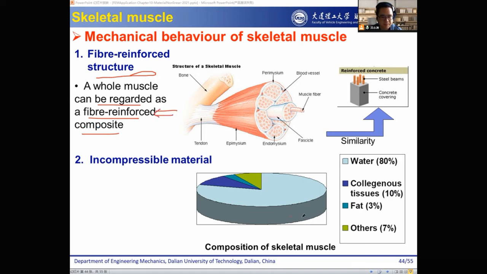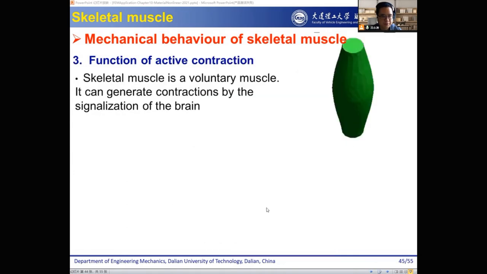Second, we know for the muscle, the main component is water, and we know water is an incompressible material. Therefore, the muscle is an incompressible material. So we should simulate the muscle using an incompressible mechanical model. Okay, so all of those are the prerequisite knowledge for us to establish the mechanical constitutive model.